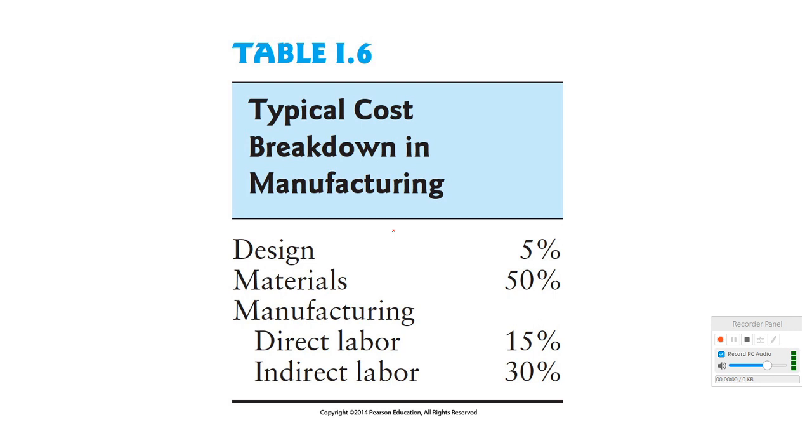In simple form, the manufacturing cost is broken down into a few factors. The first is design, around 5%. The material itself takes around 50% of the cost. We have direct labor and indirect labor. So these factors can be changed.